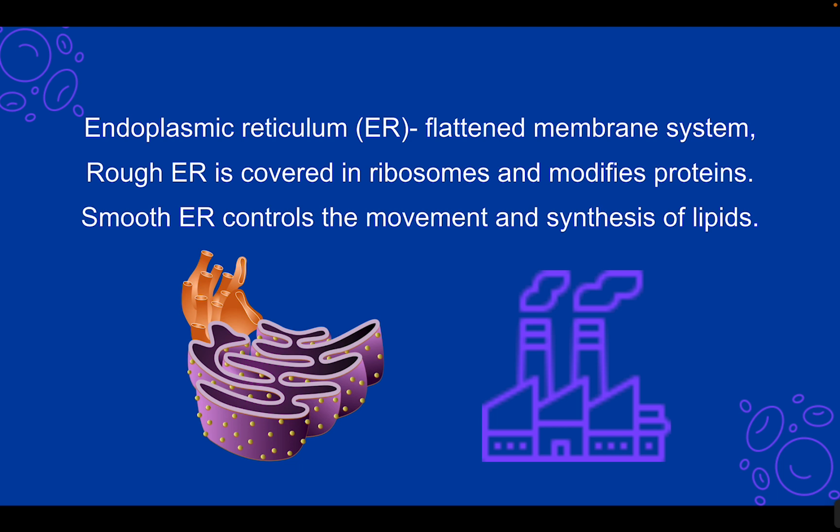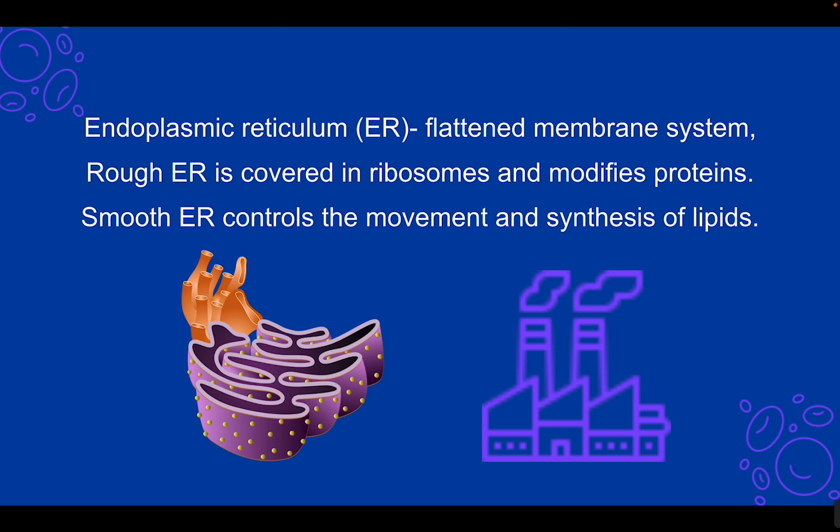Next, we're going to talk about the endoplasmic reticulum, also known as the ER. So again, this is specific to eukaryotic cells. You will not see an ER in a bacteria or prokaryotic cell. So the ER are these flattened membranes that sort of make this maze-like structure that you can see in the picture here. There's two parts to the ER, the rough ER and the smooth ER.